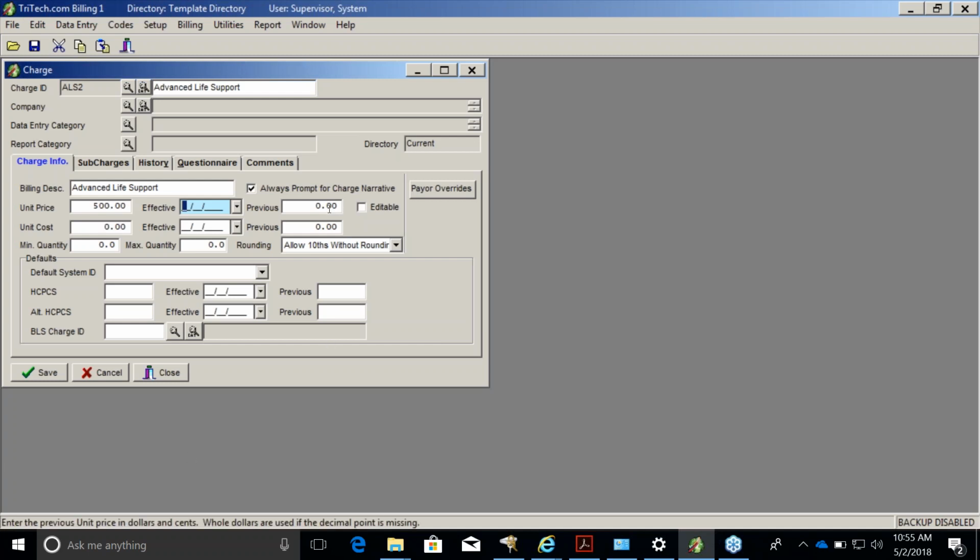The previous field is only used if the unit price has changed. So, for example, if at the beginning of 2014 it was $450, and you want $500 to be effective as of 05/01/18, that date would be entered here. The editable field here on the right-hand side allows you to edit those unit prices when you are entering the charge ID on the call screen charges tab. So, instead of having it be just $500 in there, if for some reason that needed to be changed when you're entering the code on the call, this editable field will allow that to happen for you.